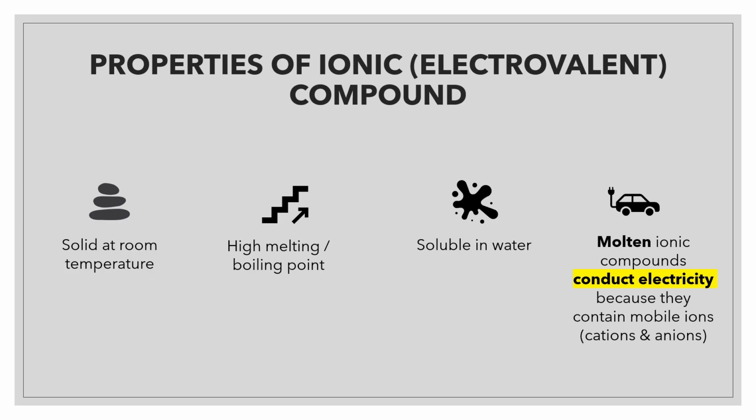Okay, in molten maksudnya dalam keadaan lebur. Bila kita panaskan this solid ionic compound, okay, compound itu akan menjadi lebur. So dalam keadaan lebur, maka kita akan ada cation dan anions yang mobile, maksudnya boleh bergerak in the entire space of the compound. So with the presence of these free moving ions, ini yang menyebabkan molten ionic compounds can conduct electricity.